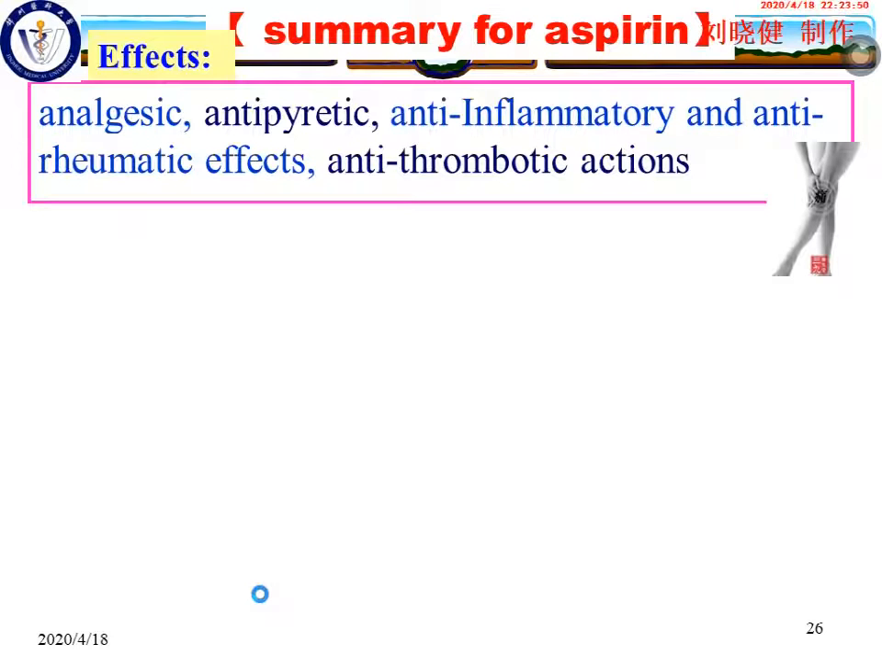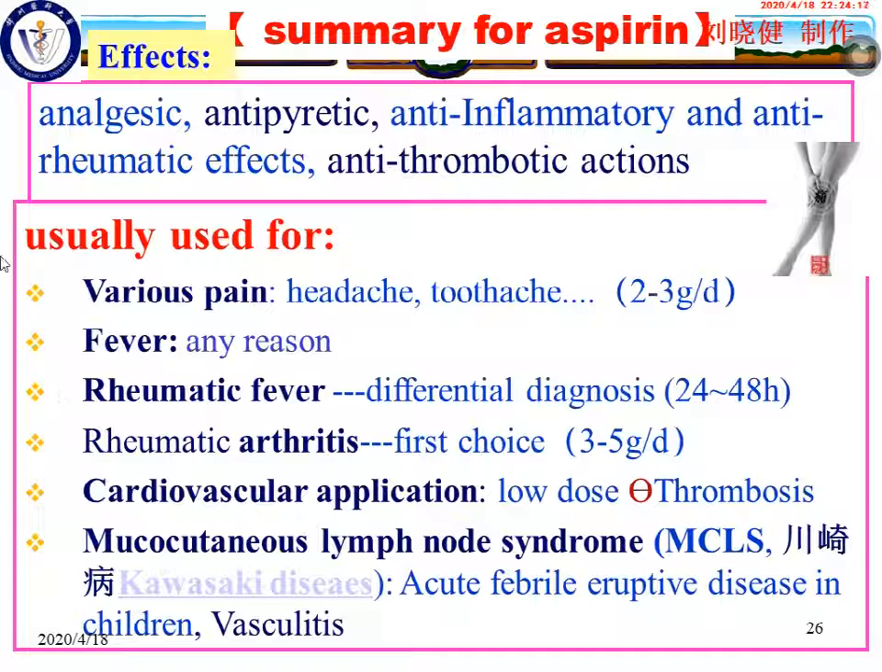Okay, there is a summary for aspirin. The effects of aspirin include 4 points: analgesic, antipyretic, anti-inflammatory, and anti-rheumatic effects, and anti-thrombotic actions. Based on these therapeutic effects, aspirin is very useful. It can be used to treat various pains, such as headache, toothache. The required dose is usually in a day 2 to 3 grams.